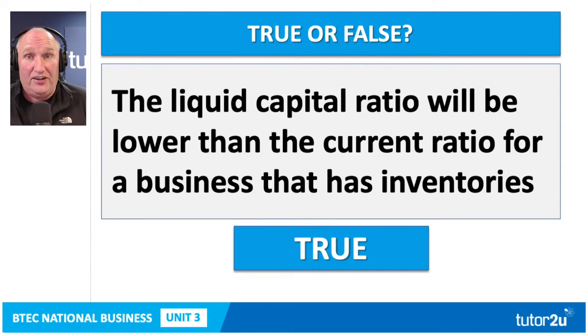So you would expect it will be lower than the current ratio, because we've reduced the top part of the ratio. We've taken out inventories, said, ignore them. We can't turn those into cash, or we may not be able to turn them into cash. So it will indeed always be lower.